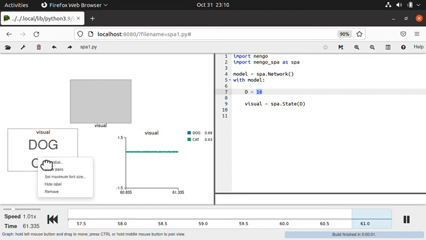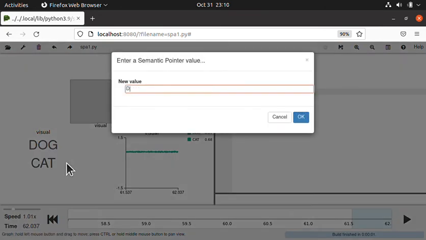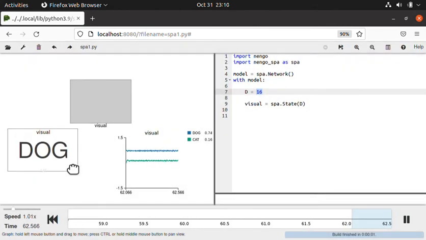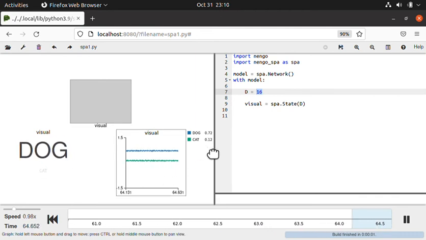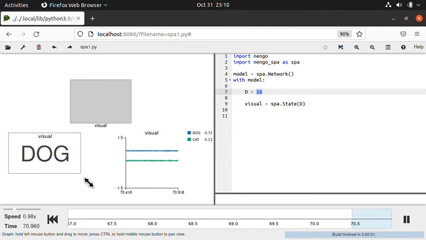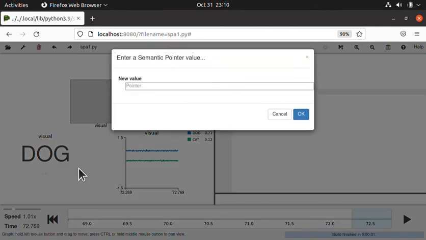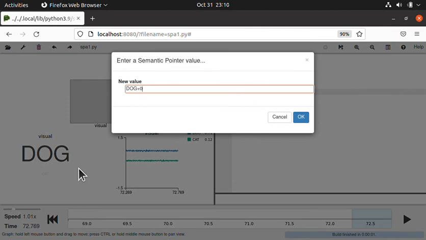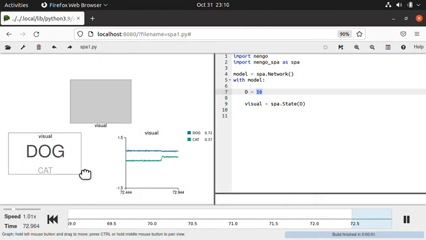Okay. Again, they're vectors. I could do dog plus, I don't know, 0.3 times cat. All right, now I've got something that's dog plus, and it's kind of similar to dog, not very similar to cat. Let's do dog plus 0.6 times cat.